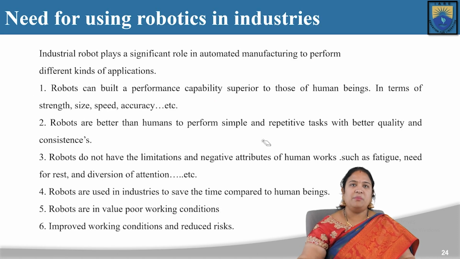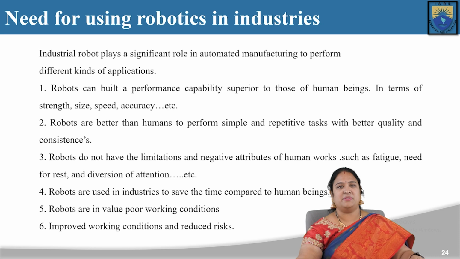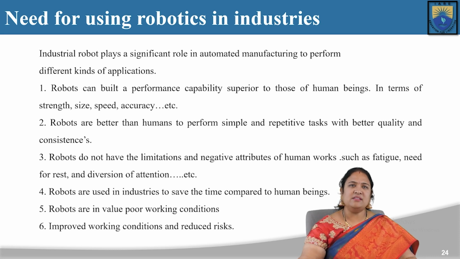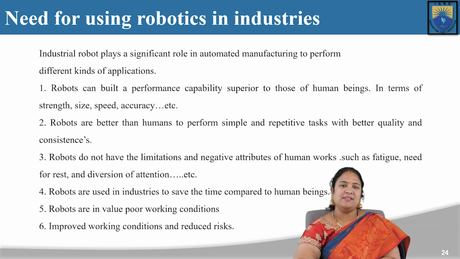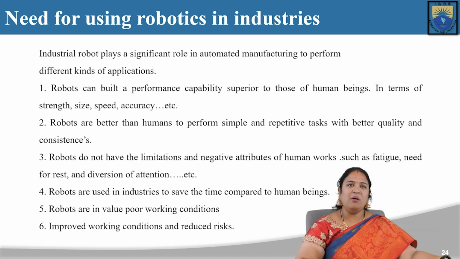Right. Next, coming to the need for using robotics in industry. What is the need for using robotics in industry? What is the main purpose? Right. That is, the industrial robot plays a very important role in automated manufacturing to perform different kinds of applications. So what are the different kinds of applications we see here with industrial robots? That is, robots can have performance capability superior to those of human beings.